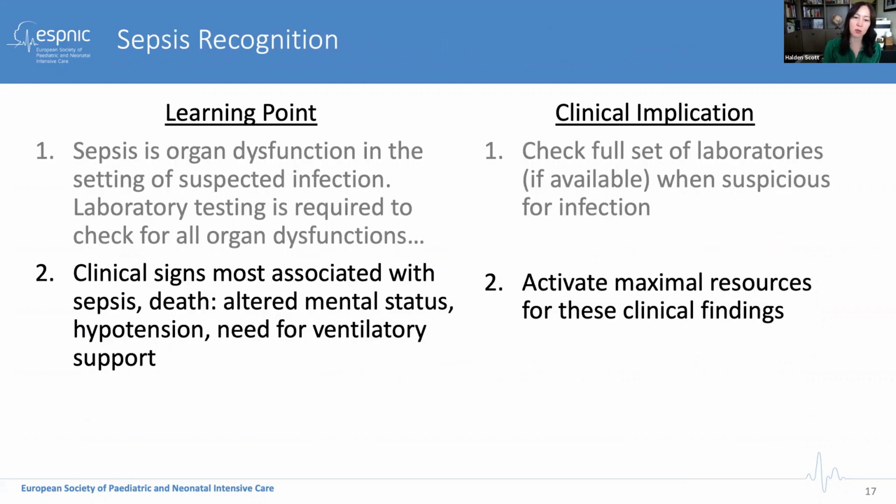What can we take from these studies? The clinical signs most associated with sepsis and death in children with infection were altered mental status, hypotension or shock, and the need for ventilatory support. Ideally, we would like to identify children before they reach this state of shock and altered mental status, but it is really important that our systems are built so that maximal resources can be activated when these clinical findings are present. We'd like to find children sooner, but when these are present, that all the systems in our hospitals and emergency departments are geared to deliver everything the patients need, and that all of our clinicians understand the real significance of these particular findings.